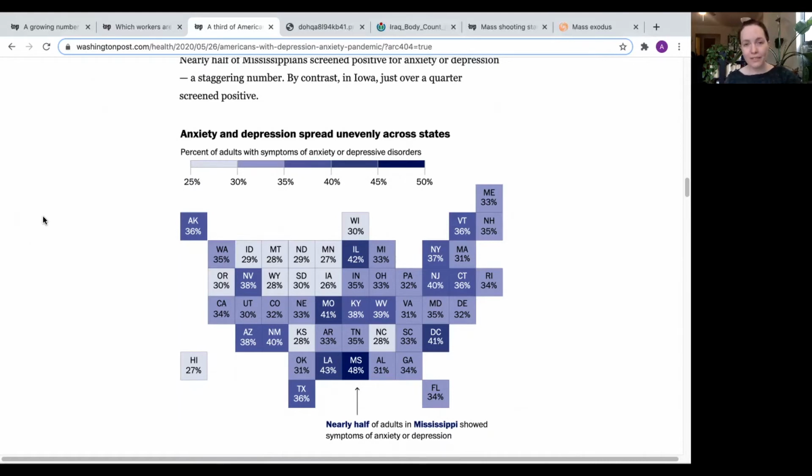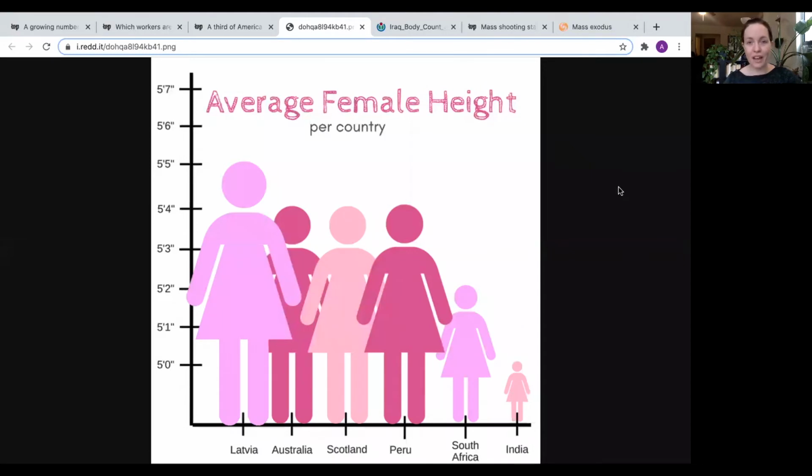Icon charts do have the opportunity to go in unfortunate directions. Some of the most notorious bad charts are icon charts. For example, this chart of average female height per country, I don't have an attribution for this. I just see it floating around on Twitter every so often. As you might notice here, this is covering about a 7-inch variance in height. But you have these tiny, tiny Latvian women, tiny, tiny Indian women barely coming up to the knees of the Latvian women, which does not really reflect reality.